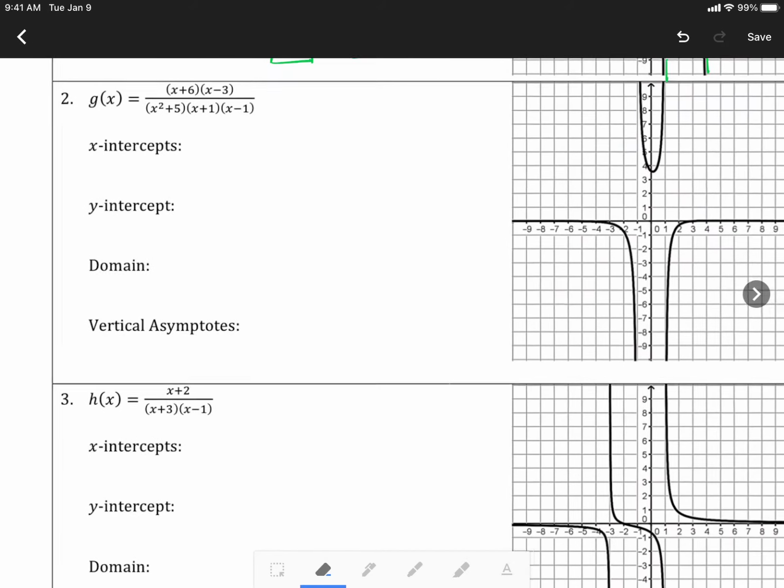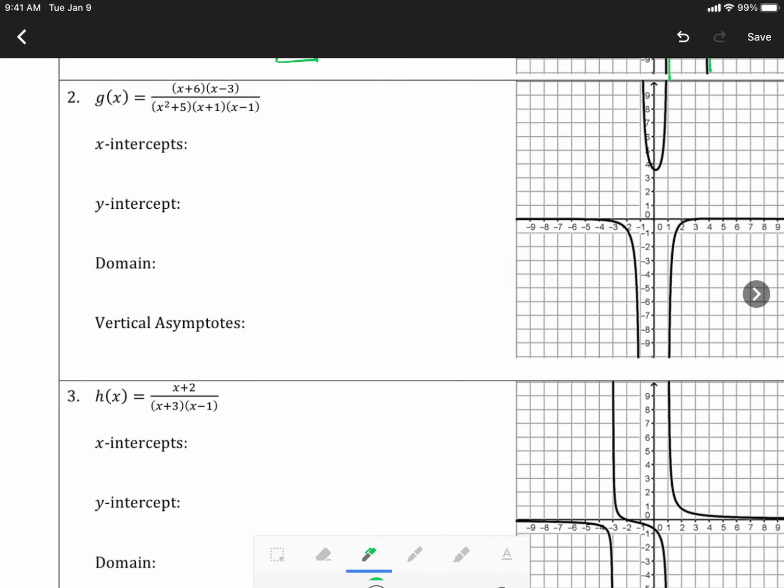Okay, let's dive into number 2. So I'm going to start with my x-intercepts. X-intercepts always come from the numerator, so I'm going to look at my numerator, and I'm going to set those equal to 0. X plus 6 equals 0, and x minus 3 equals 0. So I get x equals negative 6, which is the intercept of negative 6, comma 0, and x equals 3, which is the intercept of 3, comma 0.